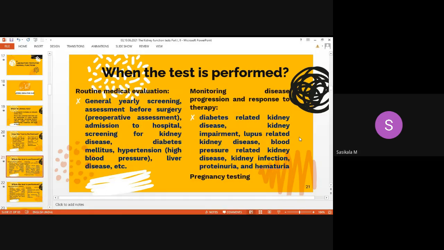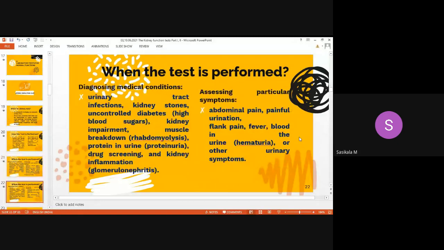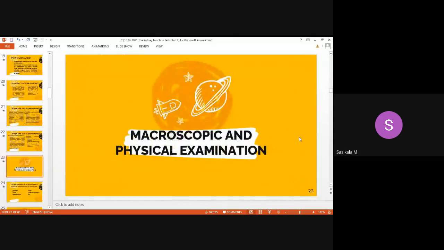For an individual, in what cases will it be performed? Routine medical evaluation, monitoring disease progression and response to therapy, pregnancy testing, diagnosing medical conditions, assessing particular symptoms. In all these 5 cases, urinalysis needs to be performed.